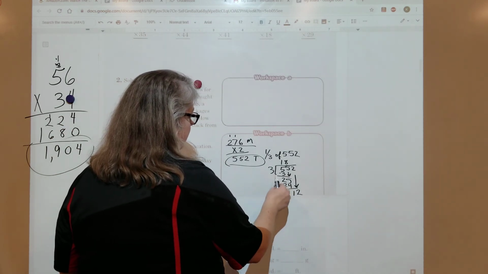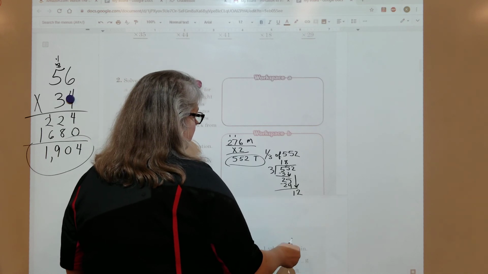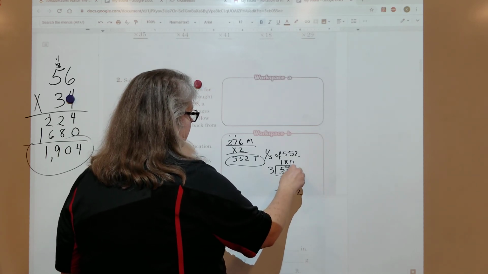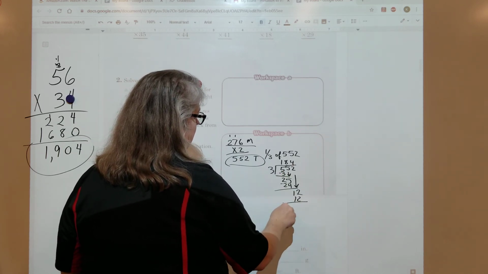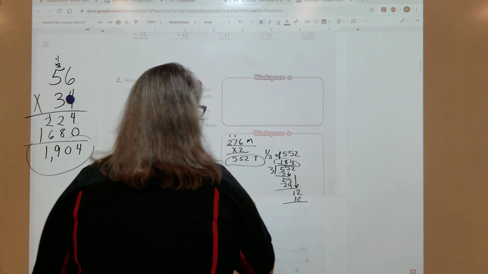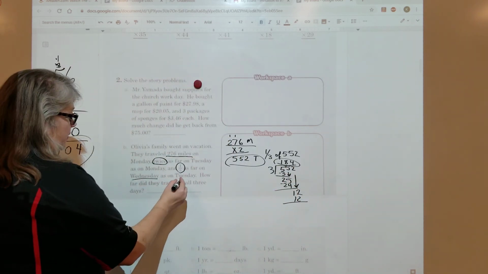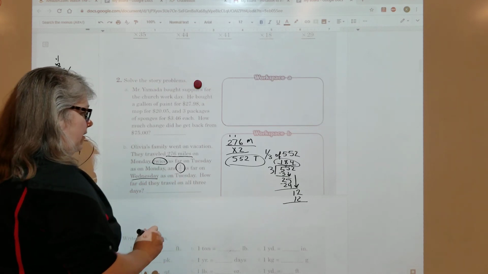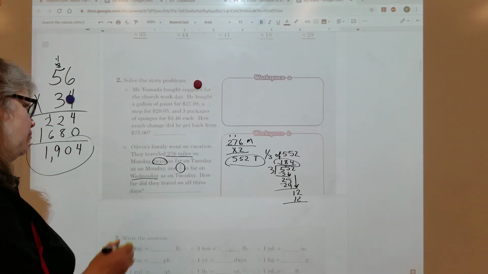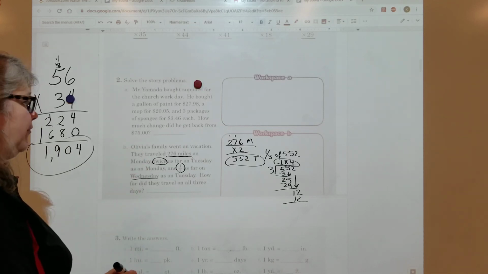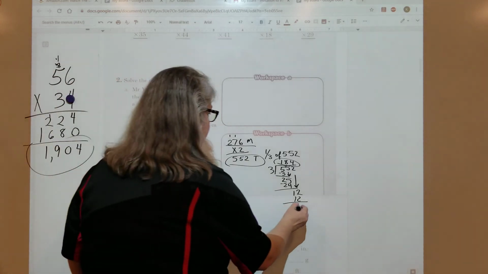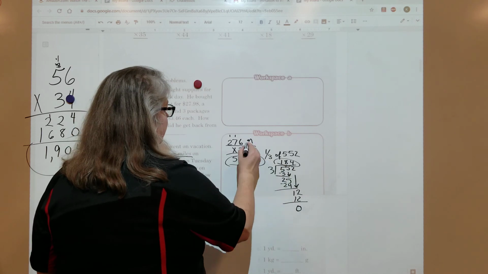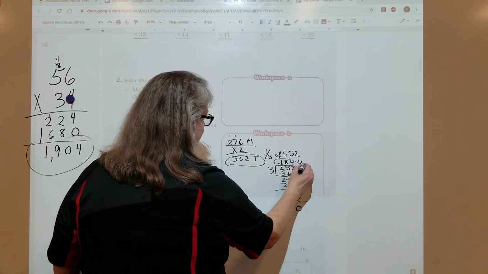Bring down the 2, how many times will 3 go into 12? It will go into 12 4 times because 4 times 3 is 12. And here's your answer. So here is what they want to know. How far did they travel? Oh no, wow, this is not just 1, 2, 3, this is a 4-fer. Cool. Okay, so here's what we have to look at. This is Monday, this is Tuesday, this is Wednesday.